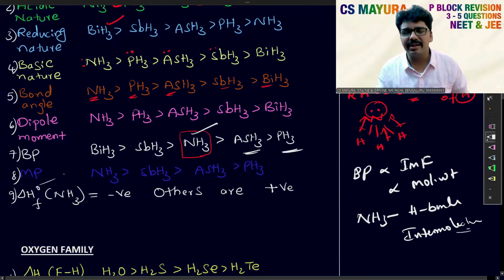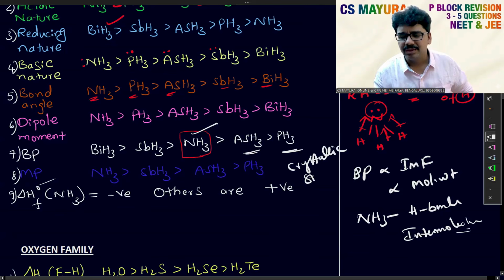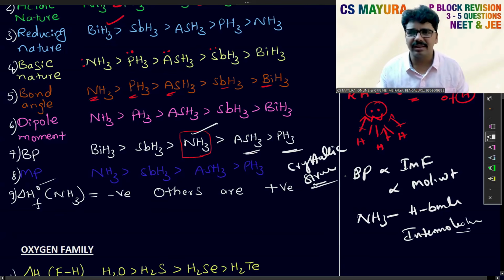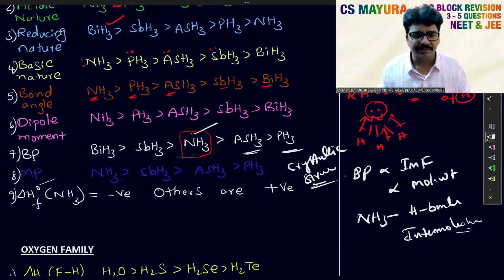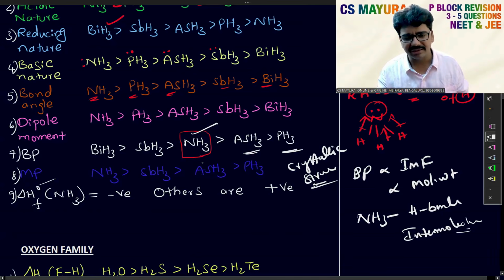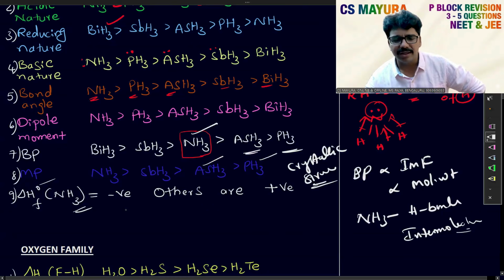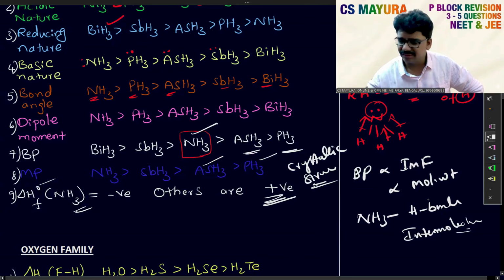Next, melting point. Melting point depends on its crystalline structure. It depends on intermolecular forces and on its packing or crystalline structure in the solid state. So ammonia is greater than stibine, which is greater than arsine, which is greater than phosphine. Next, a very important point: the standard heat of formation of ammonia is negative. Among all hydrides, only ammonia has a negative standard heat of formation. All others are positive. This is very important.